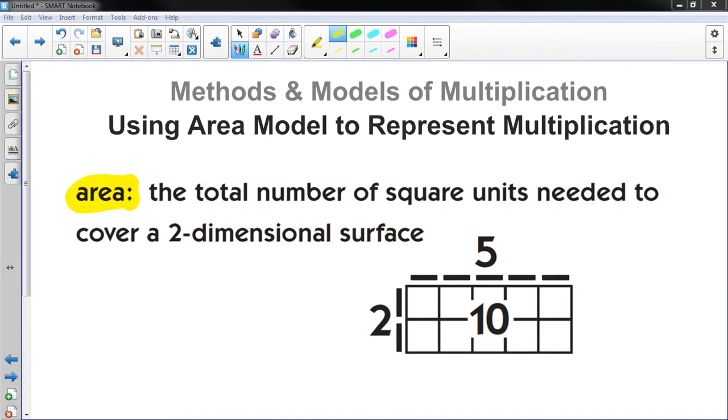So I have the definition up here for you. Area is the total number of square units needed to cover a two-dimensional surface. So here's an example here of 2, and I always like to put the multiplication sign here, 2 times 5. And you could use graph paper to show this, which I would recommend. 2 times 5. And basically you have 2 rows of 5, or you have 5 columns of 2. And you get 10. 10 total tiles make up that area of that rectangle.